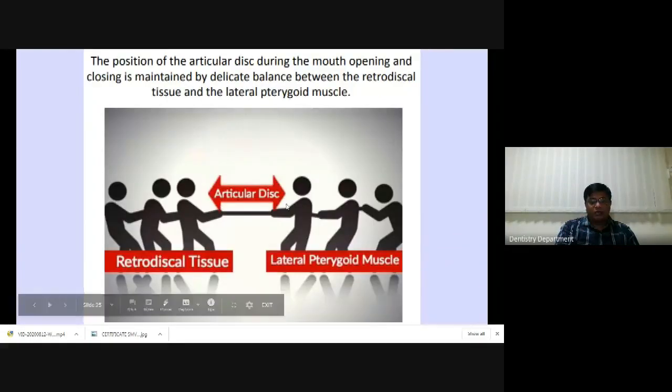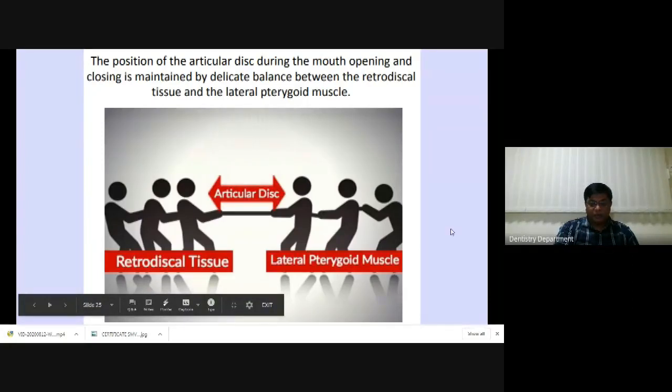This articular disc is attached on both sides: anteriorly by the lateral pterygoid muscle, and posteriorly by the retrodiscal tissue, that is the bilaminar zone. So this is just a balance between these two structures. They are the ones who maintain that articular disc in position.